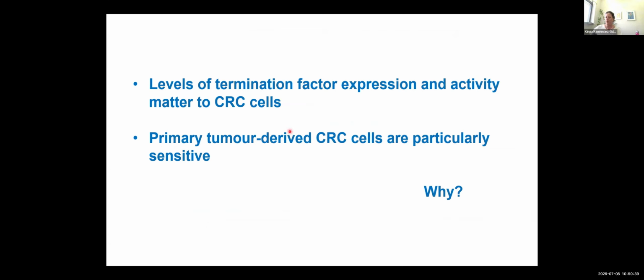So to conclude, we concluded that the levels of termination factors matter to colorectal cancer cells, but also that, to our surprise, the primary tumor-derived cells were particularly sensitive. And we were wondering why this could be.